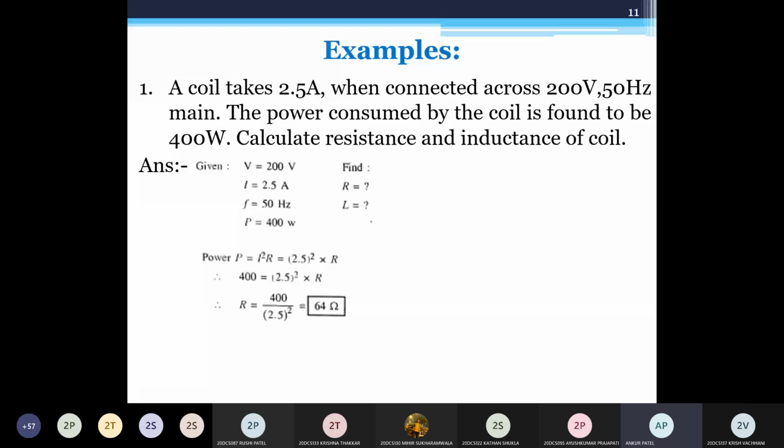Now we know impedance is equal to what? Z is equal to under root of R square plus XL square. No, in terms of voltage and current. V is equal to IZ. So Z equal to V by I. So we have voltage, we have current. So find out impedance. So that is 80 ohm.